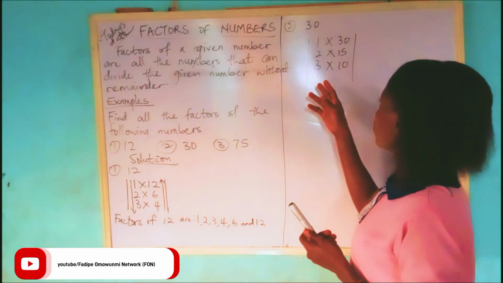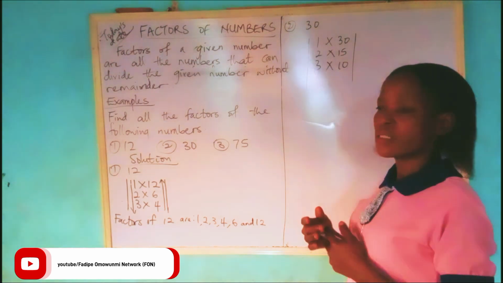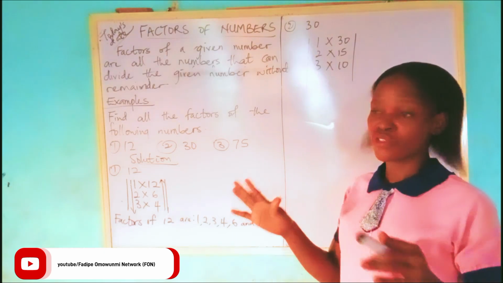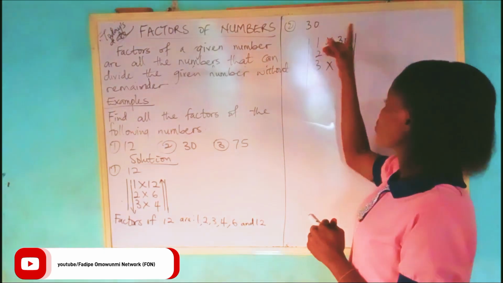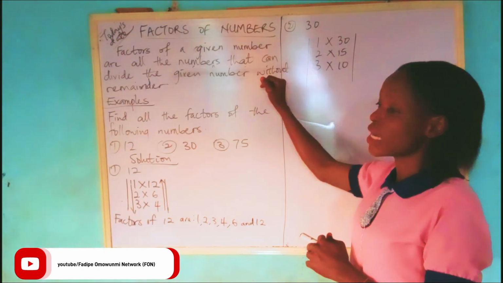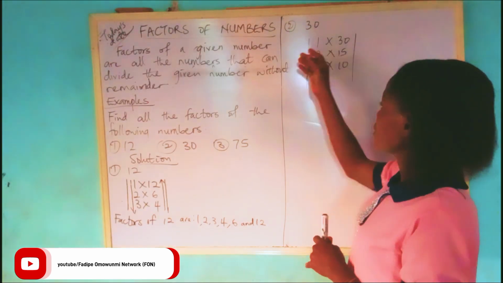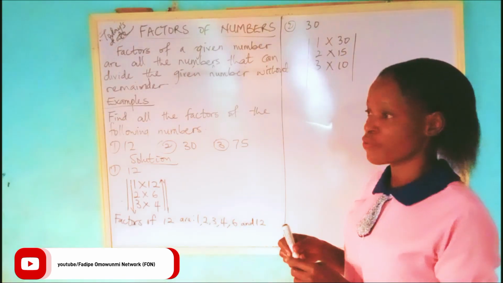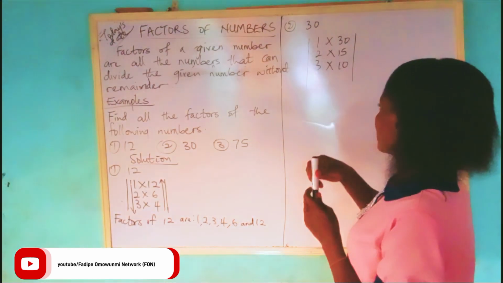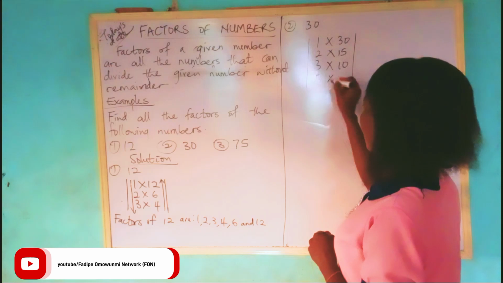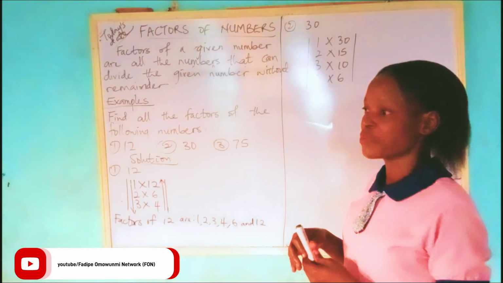After 3, we go to 4. Can 4 divide 30? It will have a remainder, so we are not using it. I told us it must not have a remainder. We said without remainder. So it's having a remainder, we're not using 4. Let's go to the next number after 4, which is 5. 5 in 30 is 6. That means 5 times 6 will give us 30.